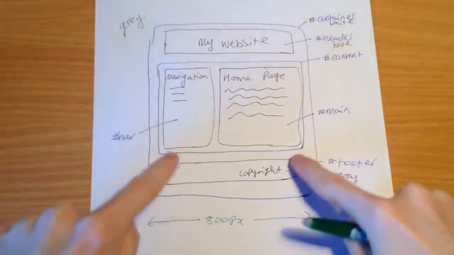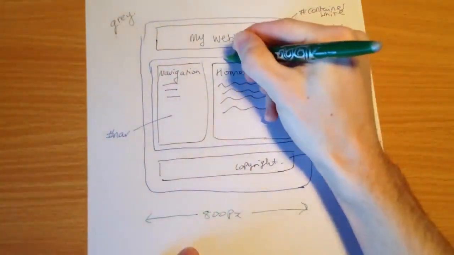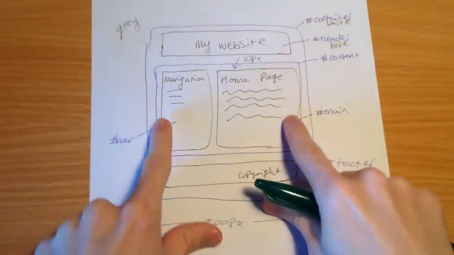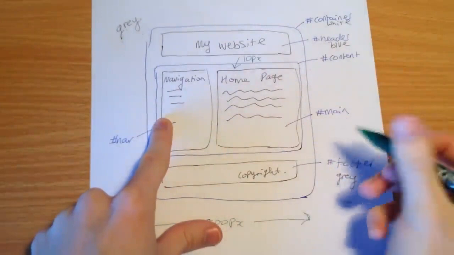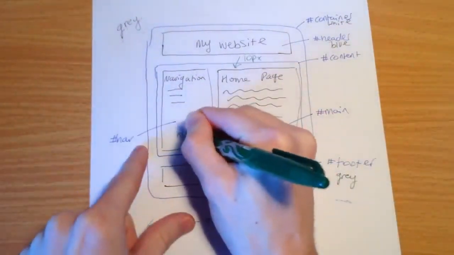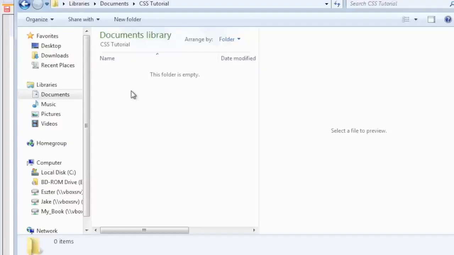I want the content to have 10 pixels of padding around the outside. So this space here, I want 10 pixels, which leaves 800, subtract 10 and 10, 780 pixels for the content. If I want main to be 600 pixels wide, this leaves 180 pixels for navigation. Now I'm going to quickly create that HTML structure.